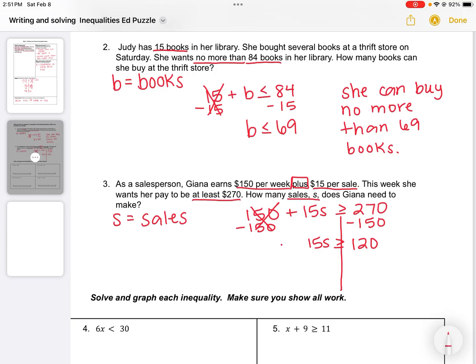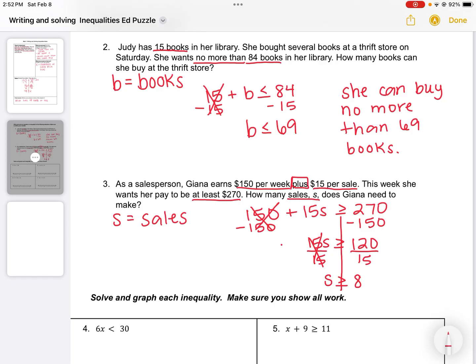The last step that I need to check for is any multiplying or dividing. There is multiplication happening between 15 and S. I know this because a number next to a letter means multiply. I also know this because up in the first sentence it says $15 per sale. Per means multiplication. In order to get rid of the multiplication, I need to do the inverse operation, which is division. So I will divide both sides by 15. When I do, these cancel. My S comes on down. My symbol has stayed the same, and 120 divided by 15 would give me 8.